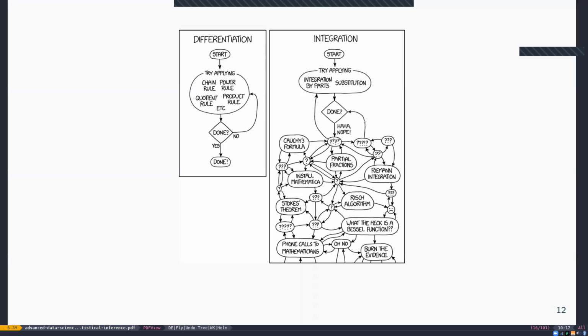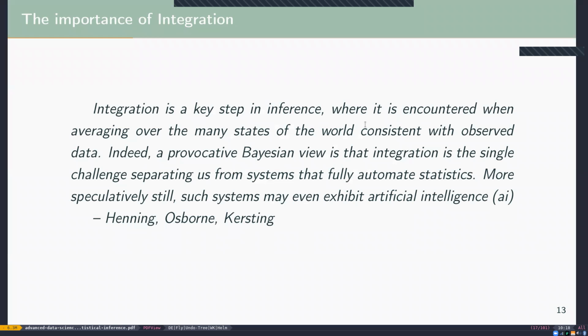And I have another very nice quote from Hennig, Osborne, and Kersting from a book that is not published yet, which says this: integration is a key step in inference, where it is encountered when averaging over the many states of the world consistent with observed data. Indeed, the provocative Bayesian view is that integration is the single challenge separating us from systems that fully automate statistics. More speculatively still, such systems may even exhibit artificial intelligence.